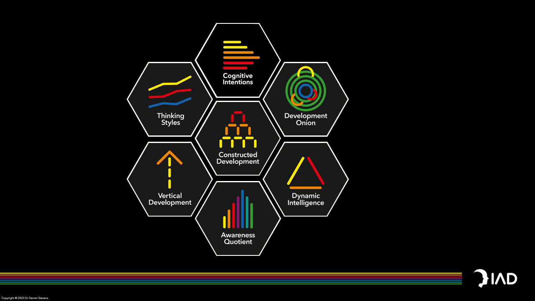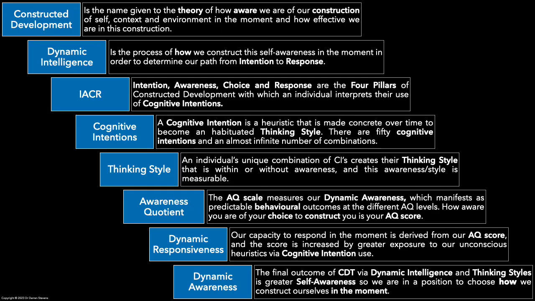Constructed development theory takes its name from its central premise that self-awareness and cognitive growth are concepts that are constructed by the brain. The aim of the theory is to develop perspicacity. Each hexagon on this slide has its own explanation video for you to watch. The theory of constructed development focuses on how human beings utilize shortcuts in their thinking, called cognitive intentions, in order to construct their intention, awareness, choice, and response in the moment. How aware we are of our relationship with these shortcuts is key to how we act and react in the moment, and CDT asks if it is a habit or a choice. Pause the video here to read the slide.